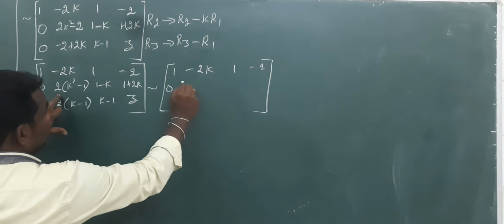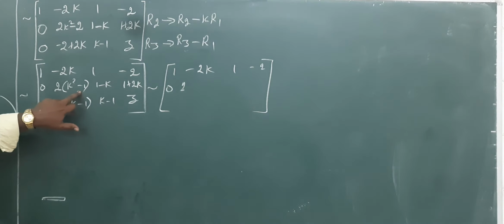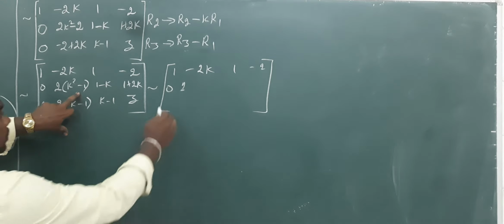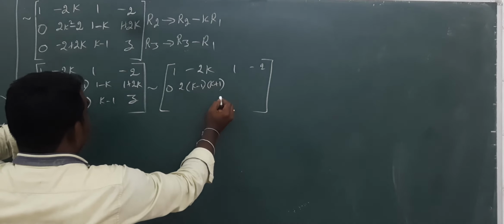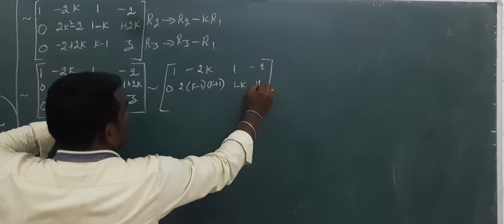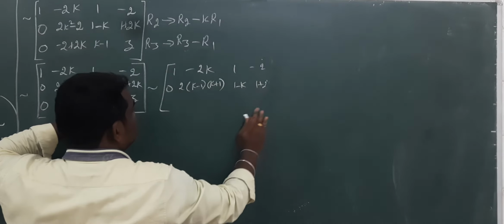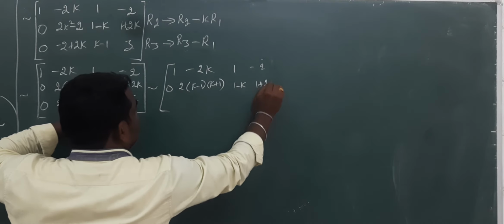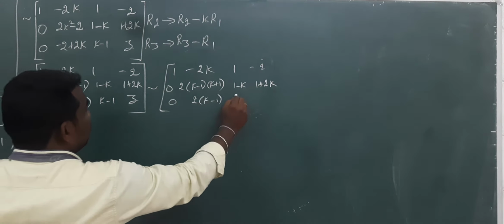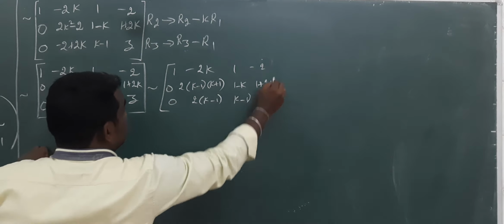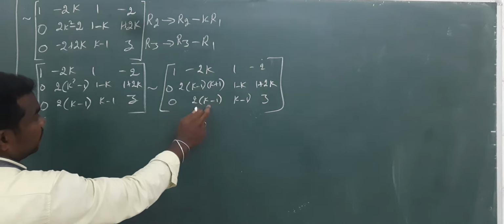Row 2: 2 into, that is k square minus 1. So I rewrite the a square minus b square formula as a plus b into a minus b. So 2 into k minus 1 into k plus 1. So next 1 minus k and 1 plus 2k. And last also row 3: 2 into k minus 1 and k minus 1, 3. Now we can easily cancel it because k minus 1 is here and k minus 1 is here.